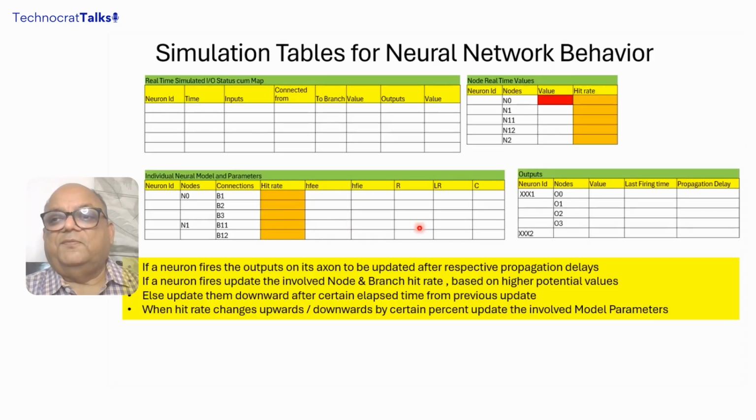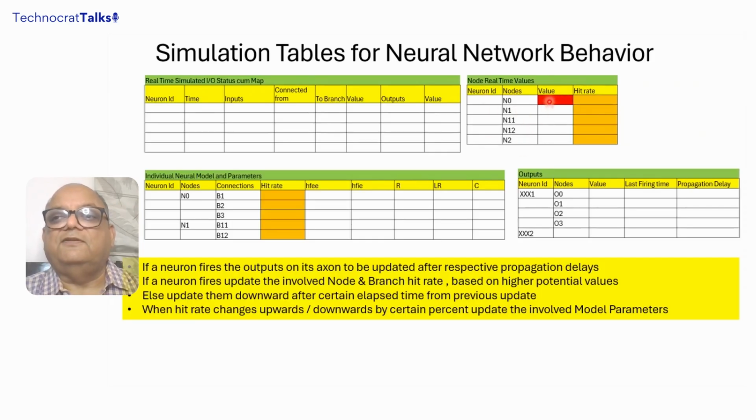Now, similarly, when the neuron has fired, we have to build an output table of what the outputs are. This is a neuron ID, and these are the various outputs at any real time. We have to record the values at different places, the last time that it successfully fired, and the propagation delay for each, based on the model of the axon. So this is the axon modeling table. Then we have to have real-time values for each node within the ionic tree: N0, N1, N2, N3 with the neuron ID.